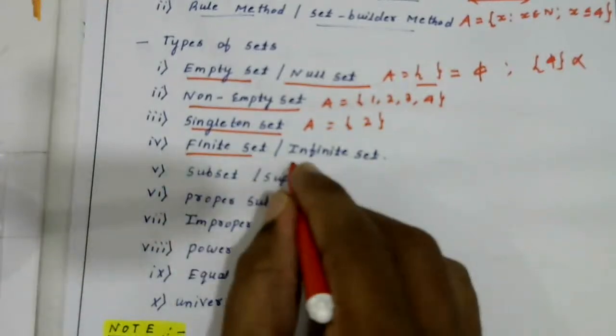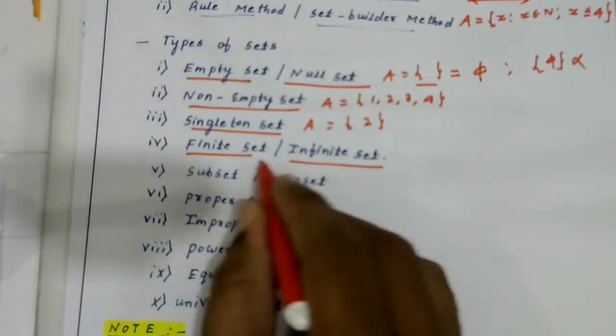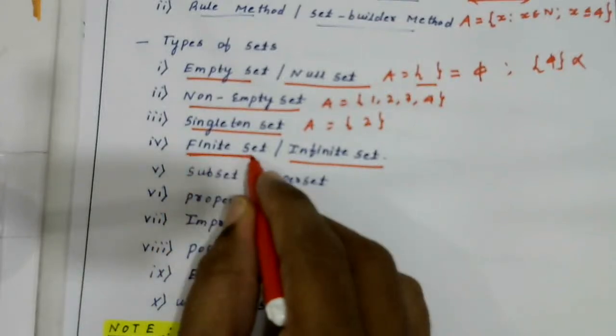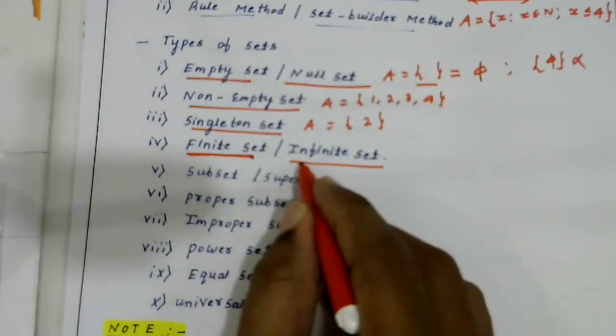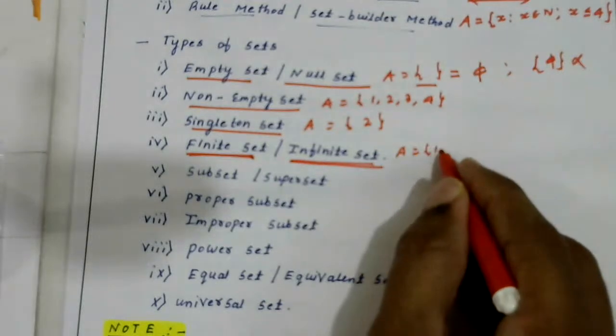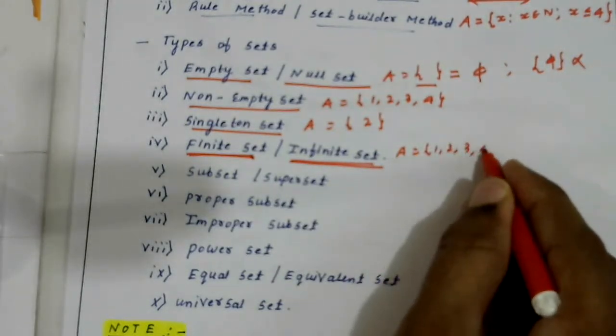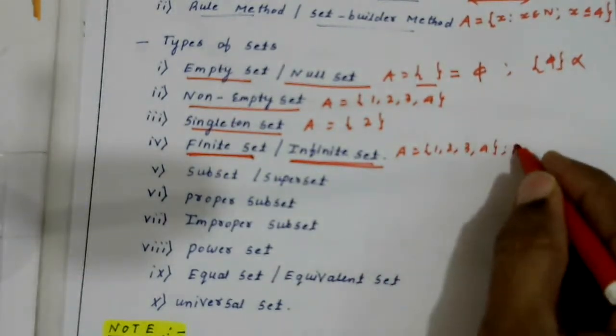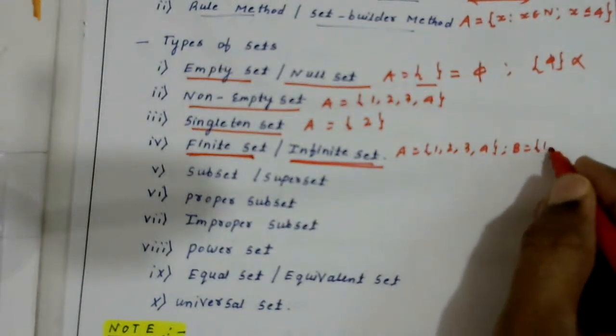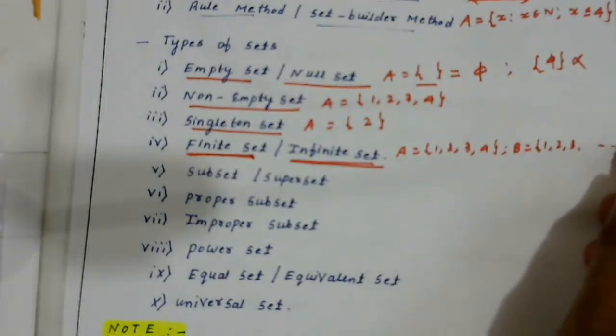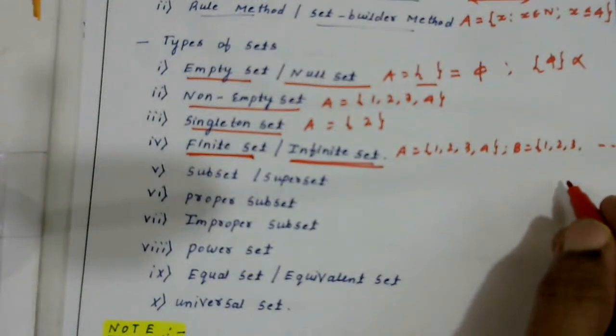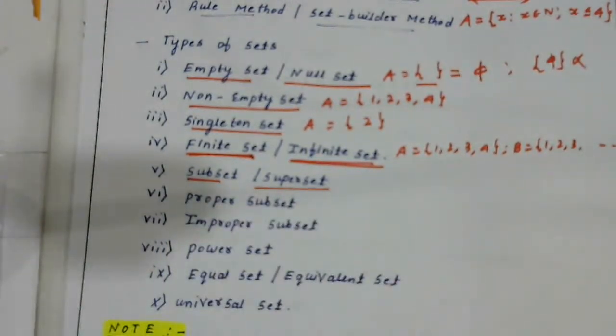And next are the finite set and infinite set. A set consisting of a finite number of elements is a finite set, and the set of natural numbers less than or equal to 4 is a finite set. And if I take one more set B, the set of natural numbers, it is an infinite set. That is finite set and infinite set. Next, a very important concept we studied in first year, that is subset and superset of a set.